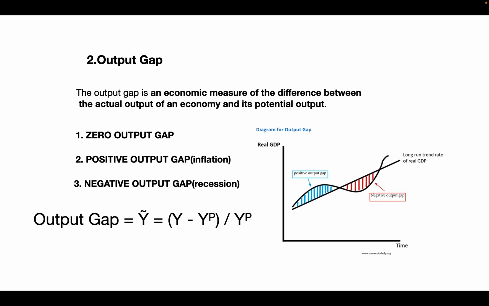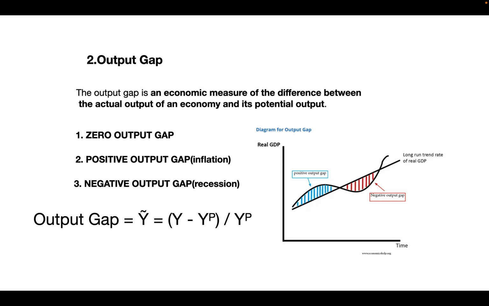The output gap is an economic measure of the difference between the actual output of an economy and its potential output. The first one is the zero output gap, and we can see that from the graph, which is the spot between the blue area and the red area. It represents that the actual GDP and the potential GDP are the same.